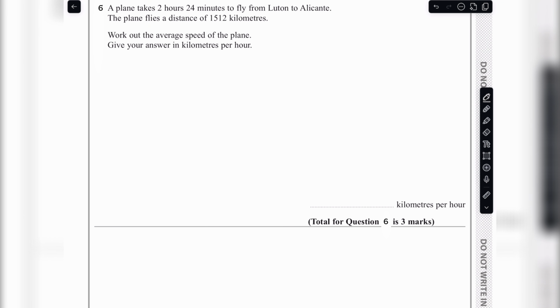So the first thing we need to do is convert the minutes into hours. So 60 minutes equals 1 hour. So 24 minutes in hours can be obtained by dividing 60 by itself and multiplying that by 24. So in other words, we have 1 times 24 over 60, and that gives us a value of 0.4 hours.